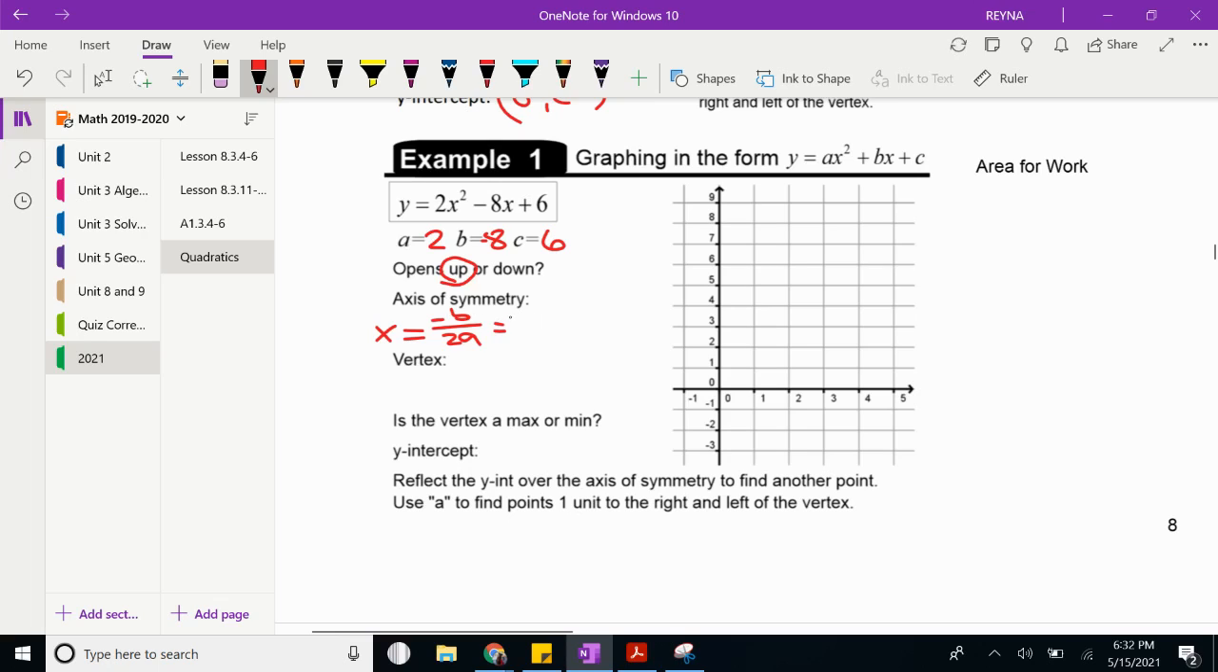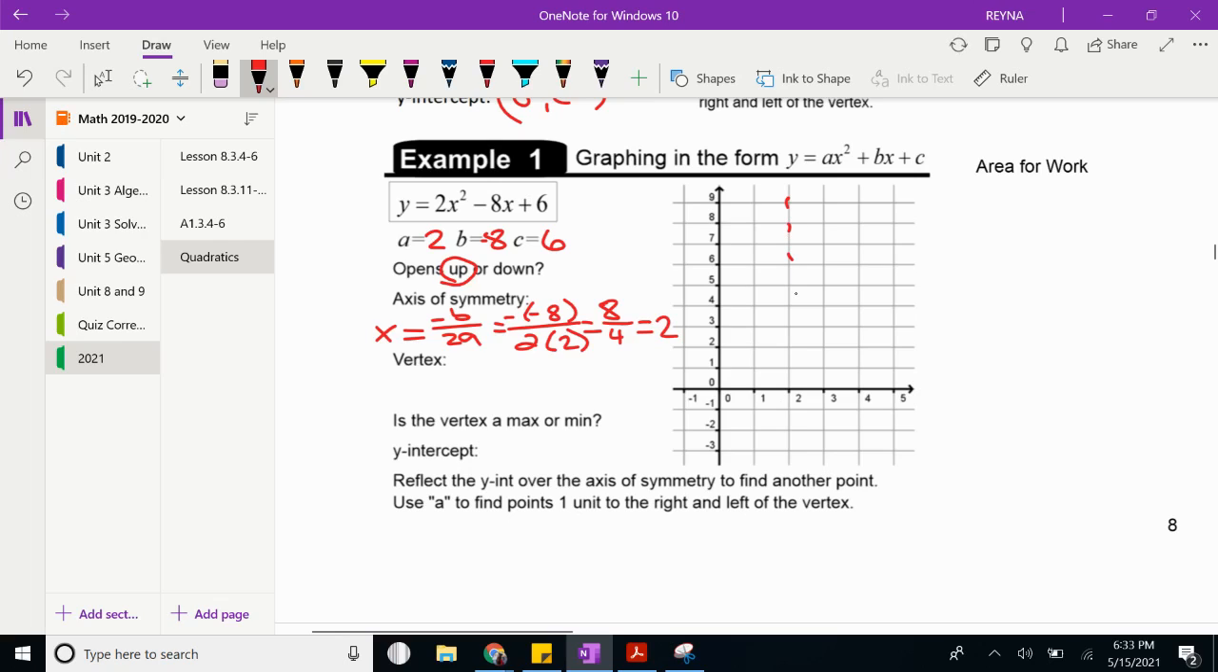What is my B? My B is -8. Times, what is my A? My A is 2. Now I can simplify. A negative times a negative is a positive. 2 times 2 is 4. So my axis of symmetry is a line that goes through 2. So I can draw that on my graph. It's going to go straight down 2.